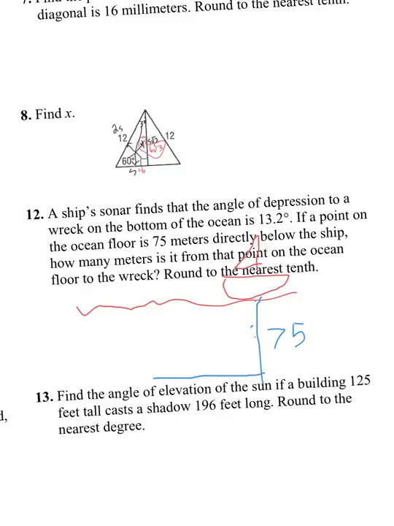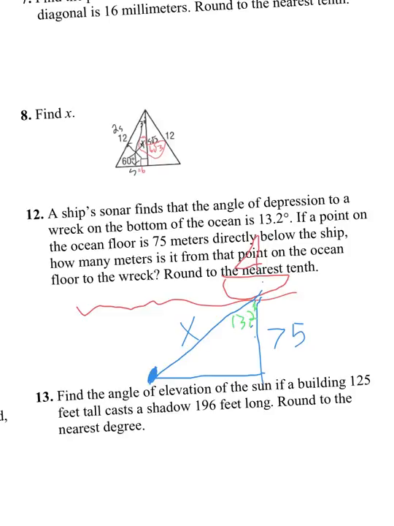Okay, so the wreck's out here, and you're on the ship, and you're looking down to that point. So the shipwreck is here, and you're on the boat up here looking down. So we're looking for this side right here, not the bottom floor, because the bottom represents the floor of the ocean, and we're not down in the ocean. No, we're up on the boat. So the angle of depression is 13.2 degrees. So I'm going to put 13.2 up there.